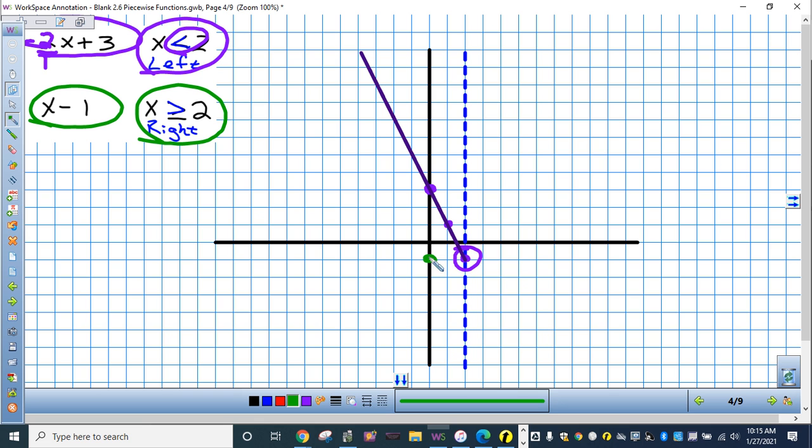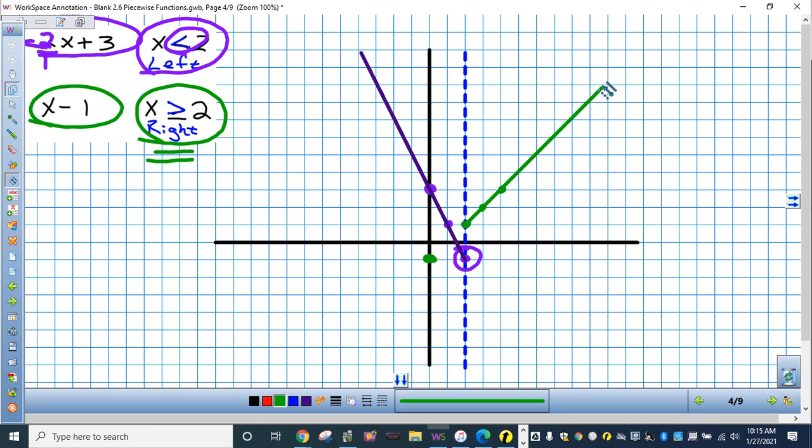And my slope just tells me to go up 1, right 1, or down 1, left 1. I know I have to graph this one on the right side. So if I want to be on the right side of this dotted line, I could just count up 1, right 1, up 1, right 1. That's where it starts. Up 1, right 1, up 1, right 1, like that. And just draw my line.